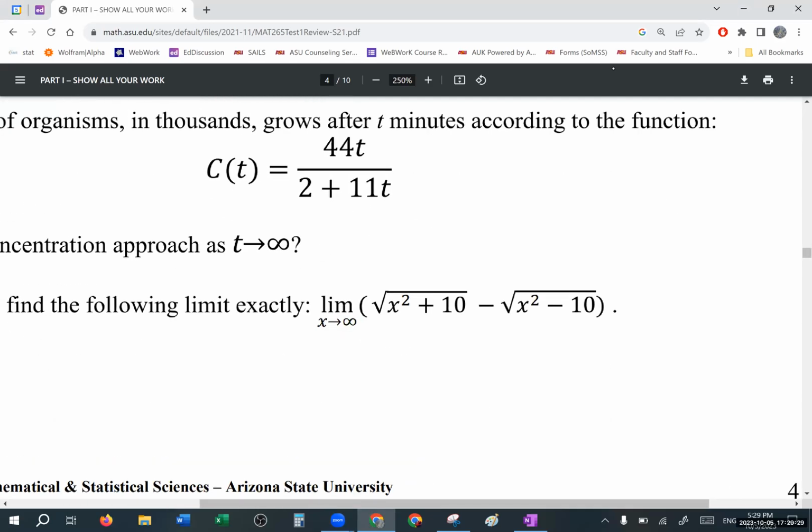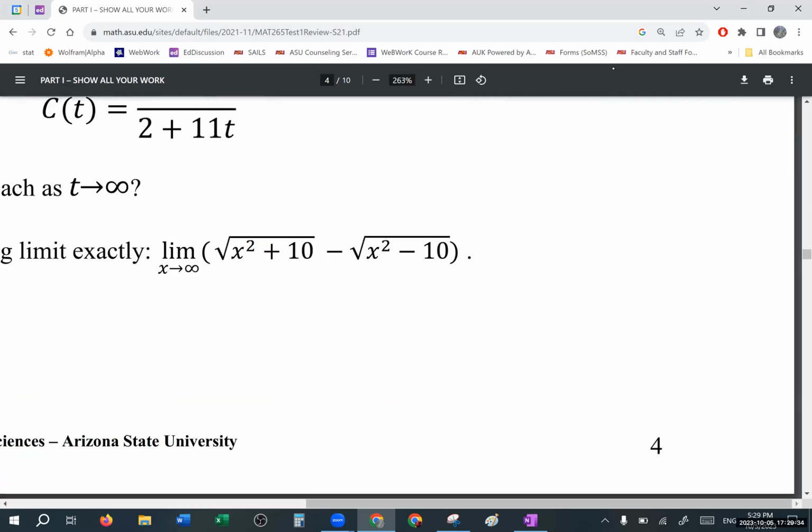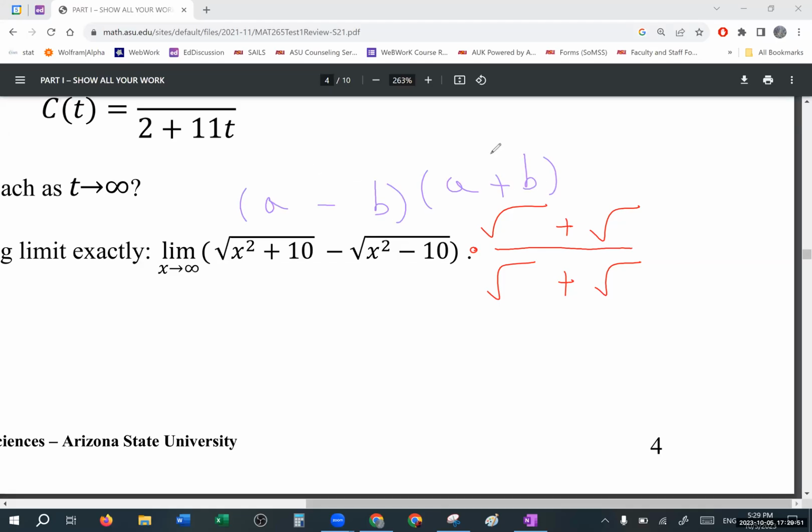Infinity minus infinity with square roots. If you see square roots, you know what to do. Multiply by the conjugate, which I can actually show you. Multiply and divide by the square root plus square root in this case. So when you change the sign, this part over here becomes a minus b times a plus b. And that gives you a squared minus b squared. A squared gives you x squared plus 10. Minus b squared gives you x squared minus 10.